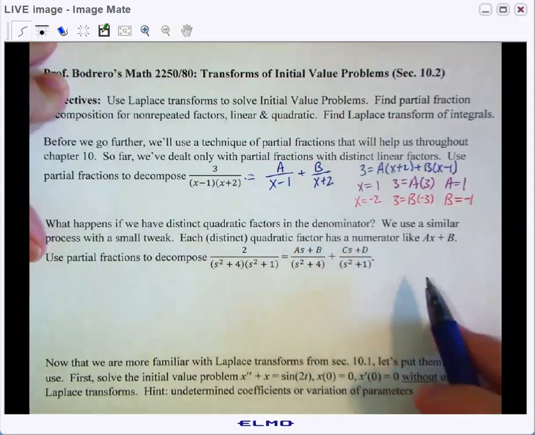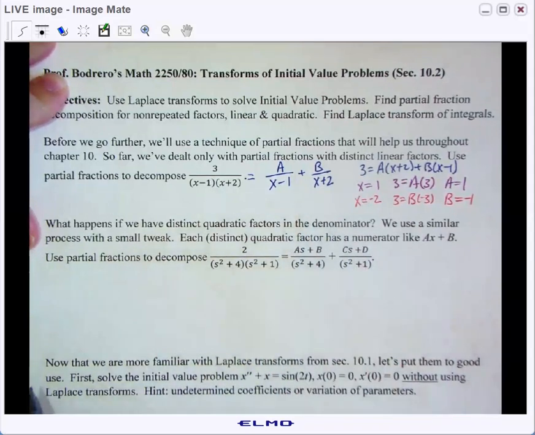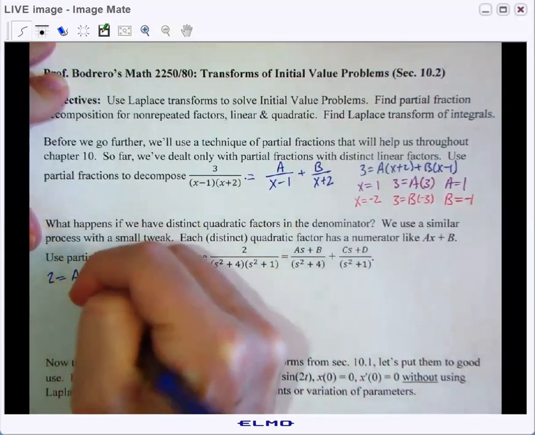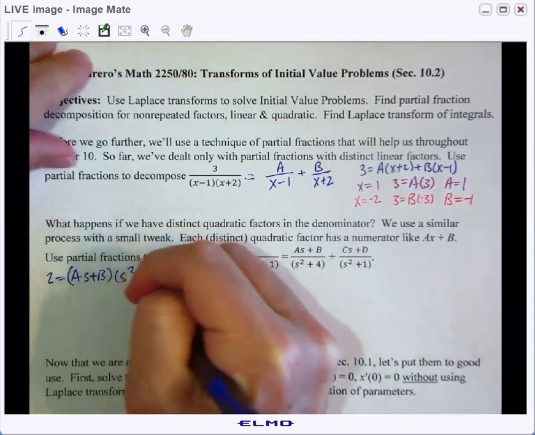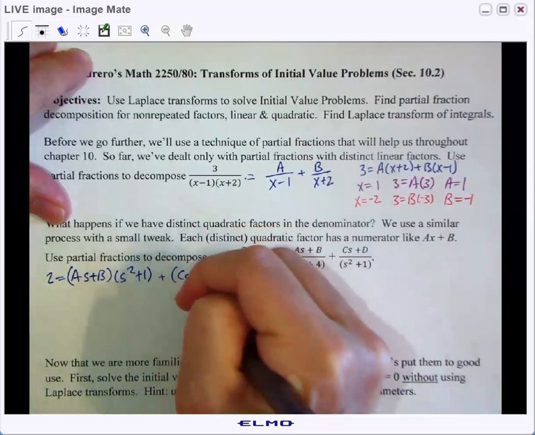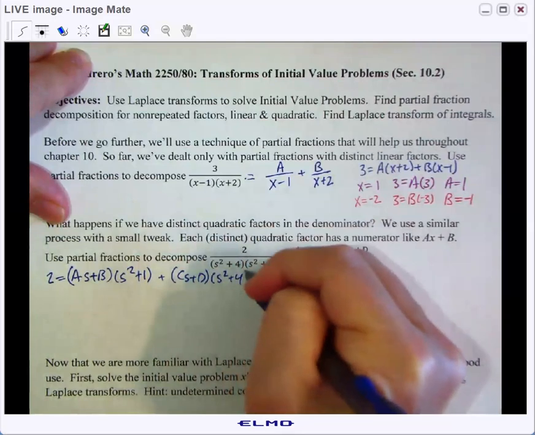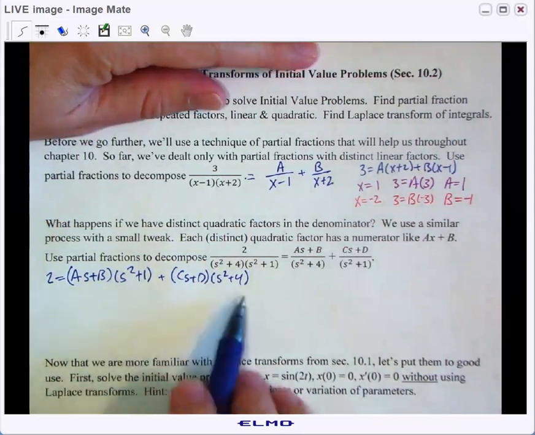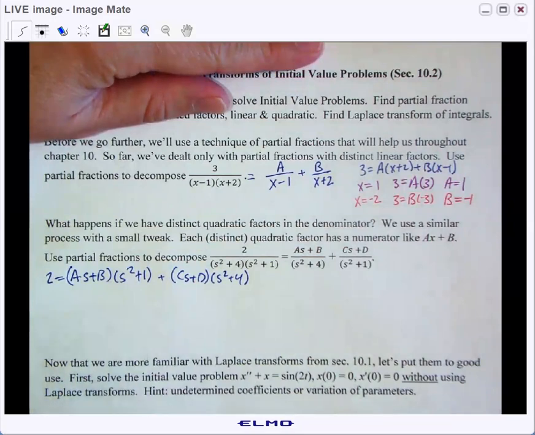So let's use our partial fractions to decompose this. Just like we did above, we'll get a common denominator and then equate numerators. So doing that, we get 2 equals As plus B times s squared plus 1 plus Cs plus D times s squared plus 4. Okay. And again, we have several choices. We could distribute through and then work on it. In fact, that's what I'll choose to do here.